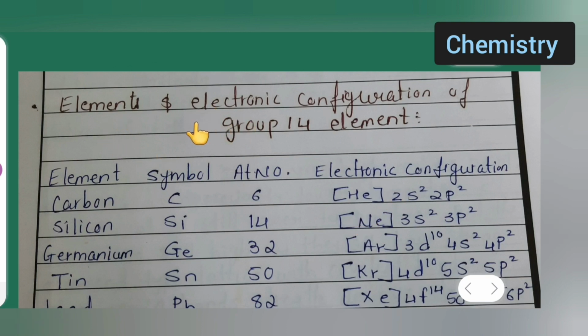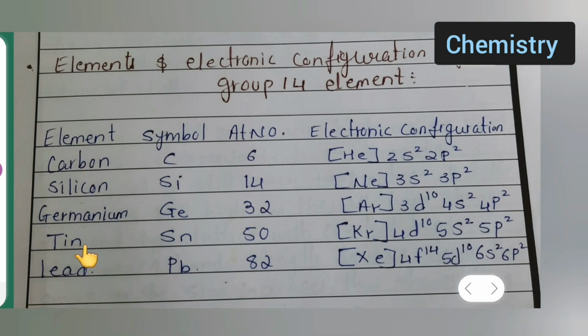So elements and electronic configuration of group 14 elements. Here I have given you all the elements, symbols, atomic numbers, and electronic configuration. Let me read it to you all. First element is carbon, symbol is C, atomic number is 6, electronic configuration is He, which is helium, then 2s2 2p2. Next element is silicon, Si, atomic number is 14, and next neon, this is Ne, 3s2 3p2.